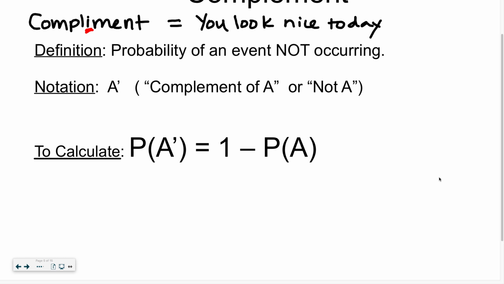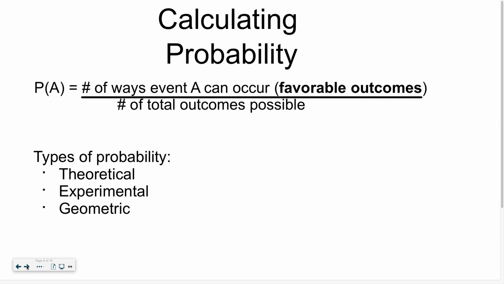Now, sometimes you can use the complement to make your life a lot easier. It might be easier to actually do the not version than to count up all the ways that something can happen. Count up the ways that it can't happen and then subtract. Okay, so that might be easier. Okay, moving right along. Calculating probability.